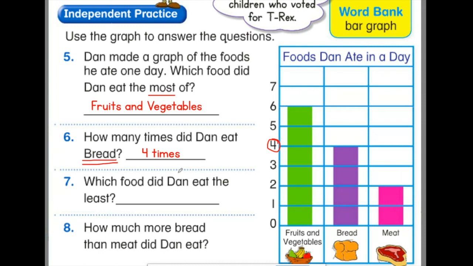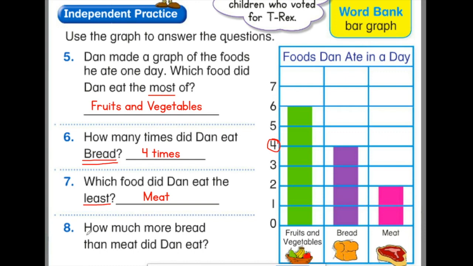Question number 7. Which food did Dan eat the least of? Least being our key word. Think least, you should be thinking the smallest. So looking at our bar graph, take a minute to look and find the category that he ate the least of, the smallest bar that you see. And when you do that, you should have found that the smallest bar is the pink bar, which is meat. So he ate meat the least.